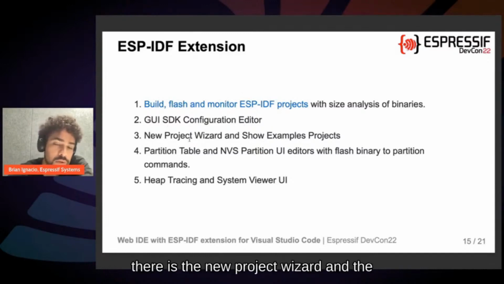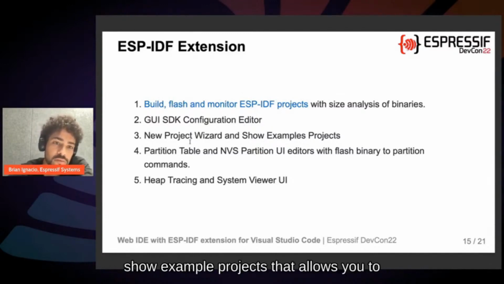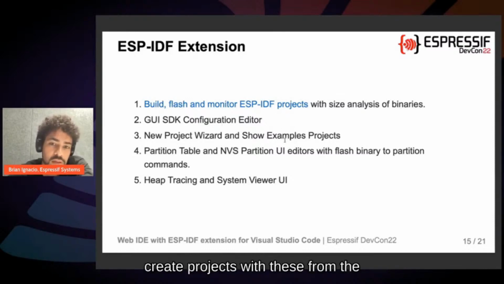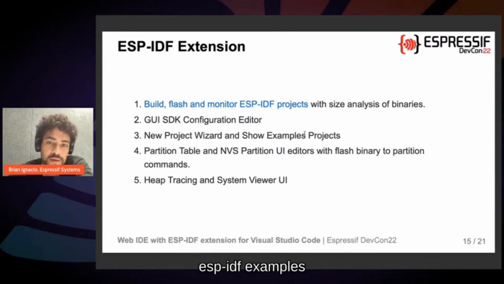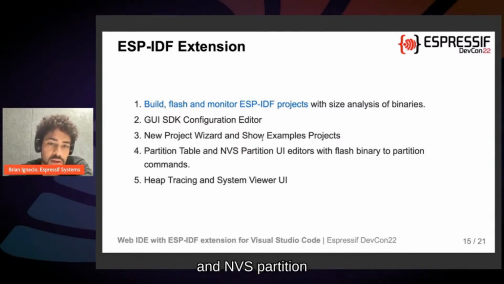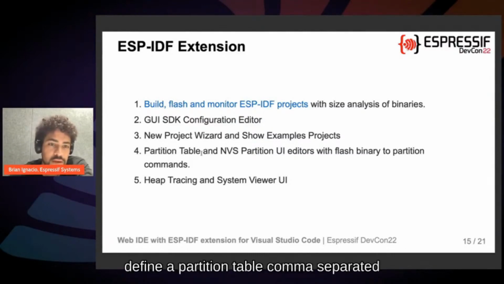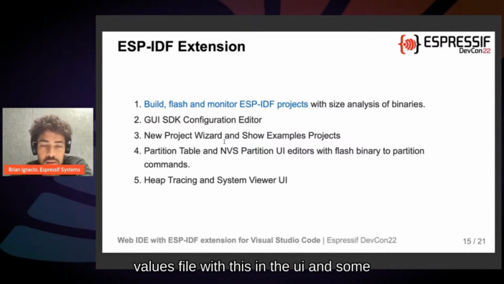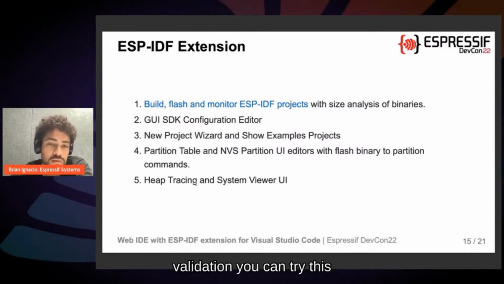There is a GUI SDK configuration editor. There is the new project wizard and the show example projects, which allow you to create projects with ease from the ESP-IDF examples. There is also a partition table editor and an NVS partition UI editor. And there are also a few flash binary to partition commands. These are UIs that allow you to define a partition table comma separated values file in the UI, with some validation. You can try this.